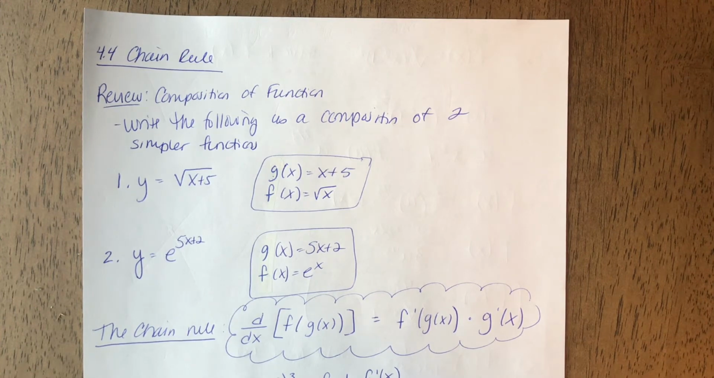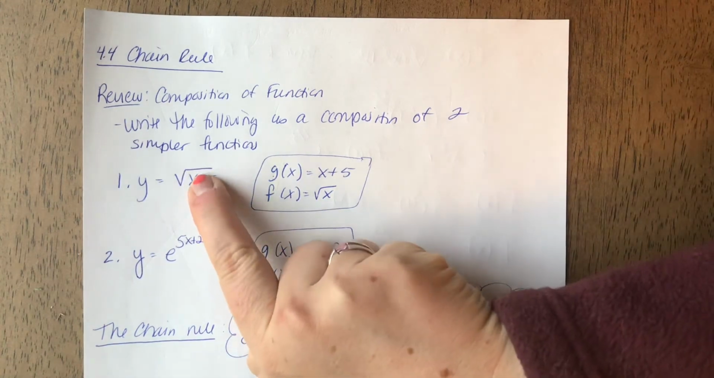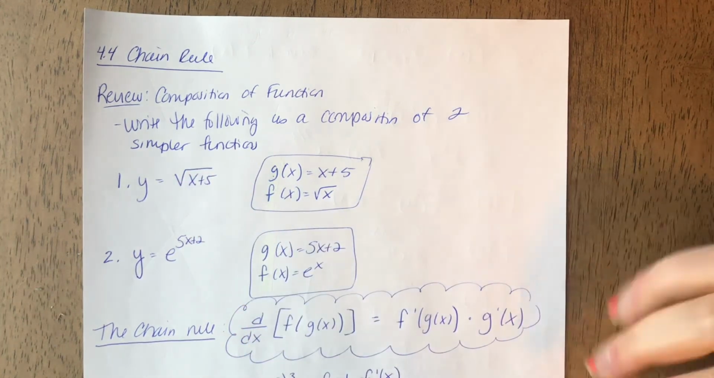So in our first one, y equals the square root of x plus 5, we have a radical and we also have a linear function, x plus 5. And you always work from the inside out. So the inside function, g of x, would be x plus 5. And the outside function would be f of x is equal to the square root of x. So if we had taken away the x plus 5, what are we left with? The square root of x.